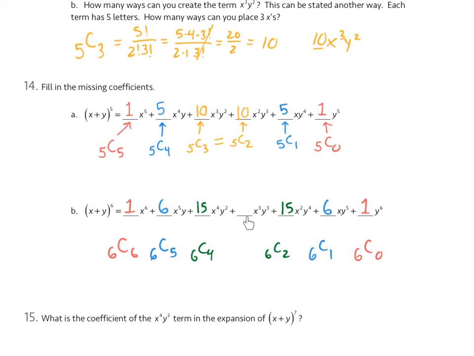And finally, this middle term. If we have 6 letters, how many ways can we create a term that only has 3 x's? That would be 6 choose 3. And 6 choose 3 is 20.